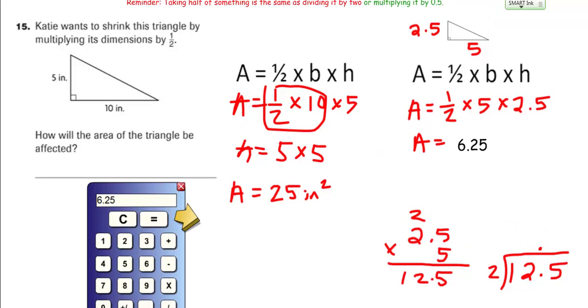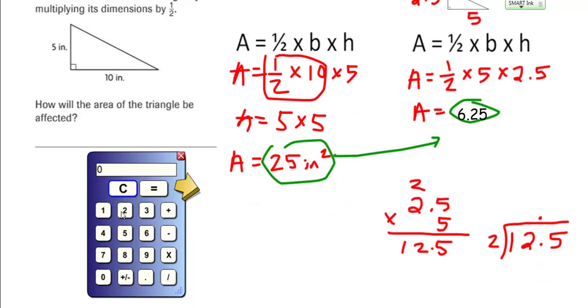Now here's what you kind of have to ask yourself. What do we have to do to this number to get this number? That's what they're asking you. Now let's just play around with the calculator a little bit and see if we can see any connections. If I take this 25 and I divide that by 4, I get that, don't I? Now remember, dividing by 4 is the same as multiplying by 1/4.